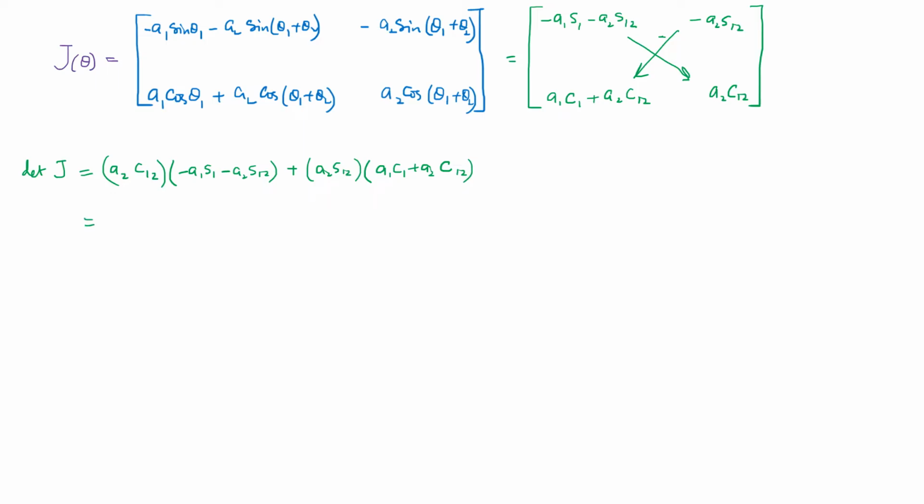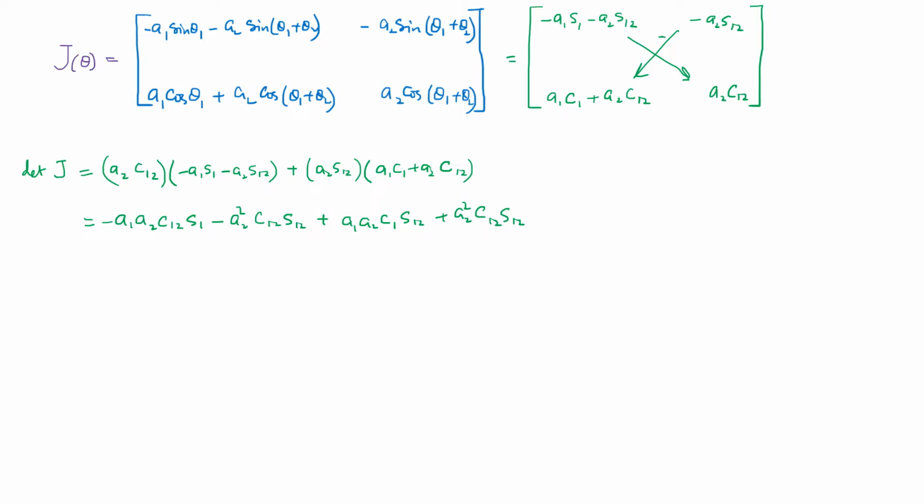So this is going to become a1 a2 with a negative sign, cos of theta 1 plus theta 2 sine of theta 1. And then you have minus a2 squared cos of theta 1 plus theta 2 sine of theta 1 plus theta 2. And then you can move on and see what is happening on the other side. This is going to be equal to plus a1 a2 cos of theta 1 sine of theta 1 plus theta 2, first element, and the second element is going to be plus a2 squared cos of theta 1 plus theta 2 sine of theta 1 plus theta 2.